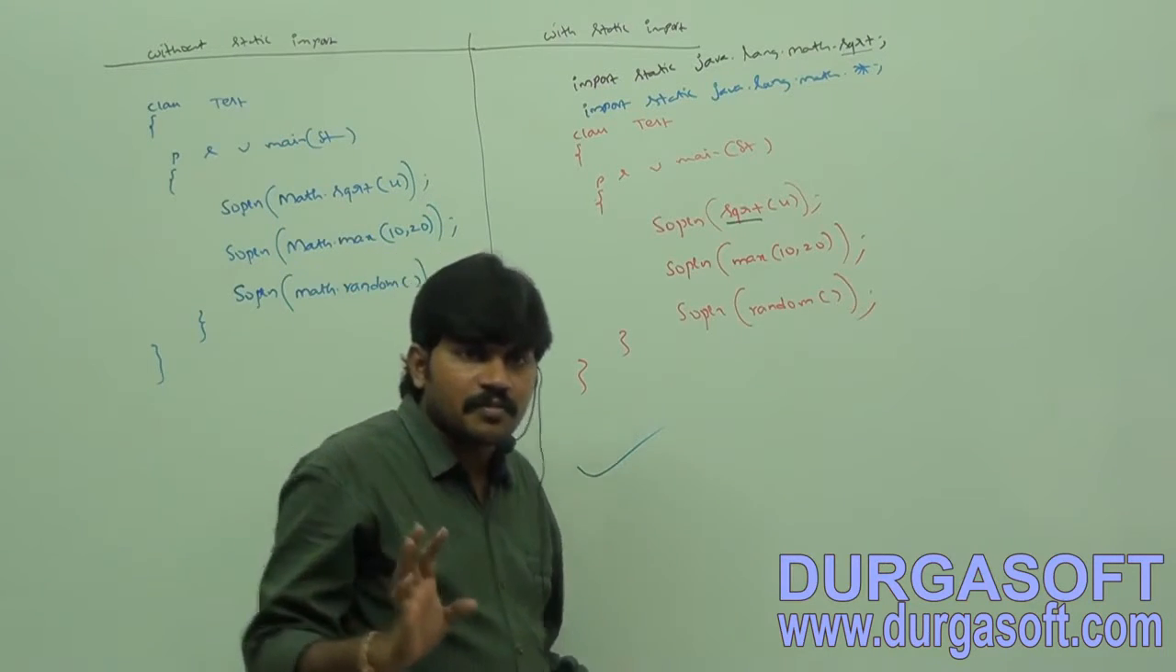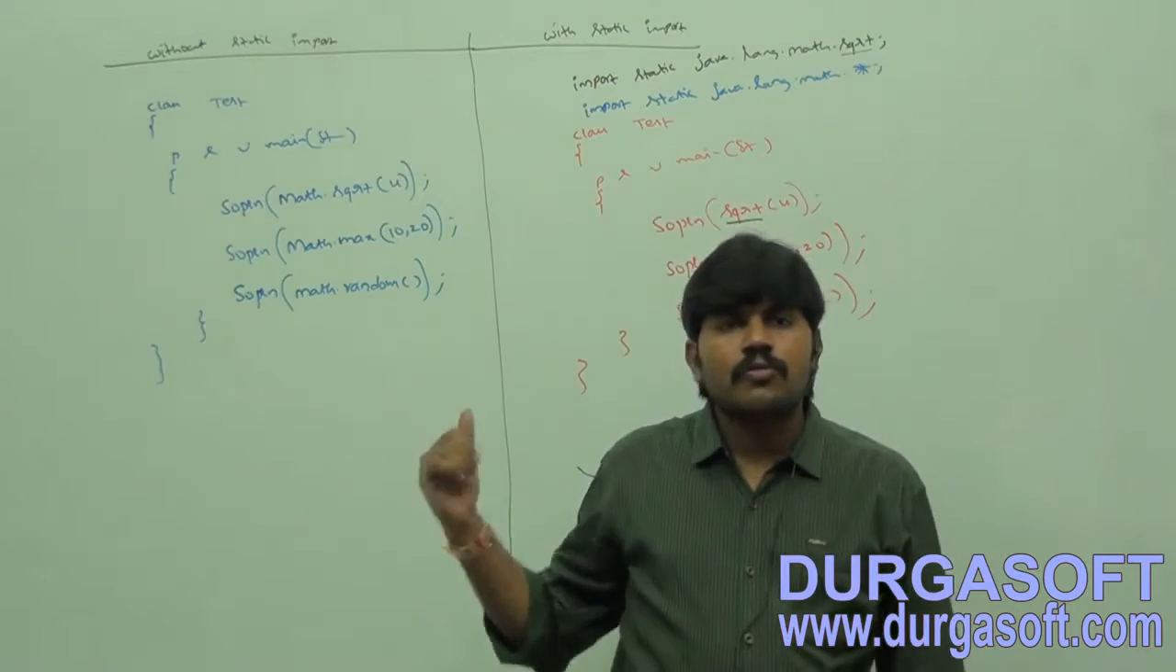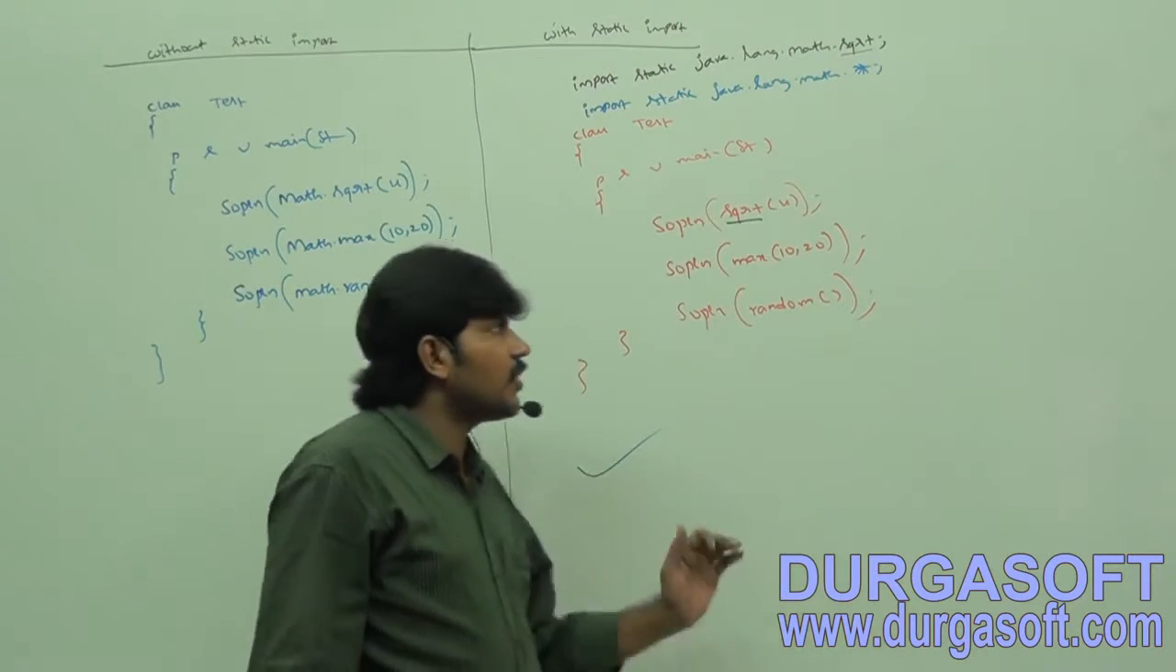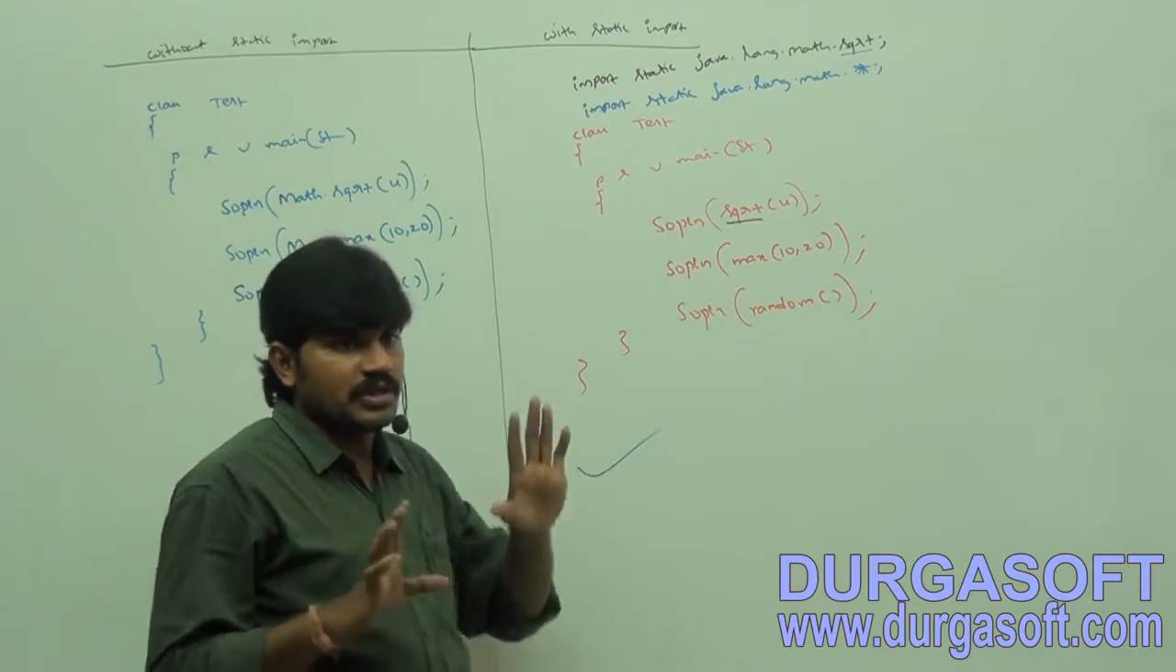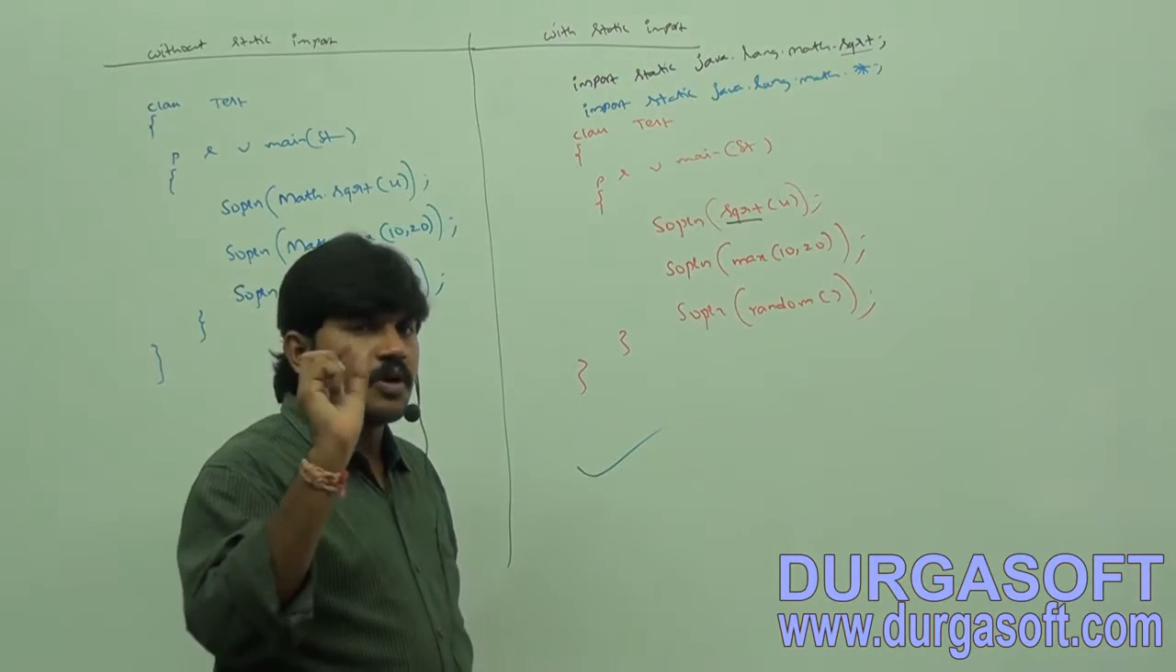Usually we can access static members by using the class name. If you don't want to use a class name, if you want to access static members directly without the class name, then static import is required. Clear, right? Okay.